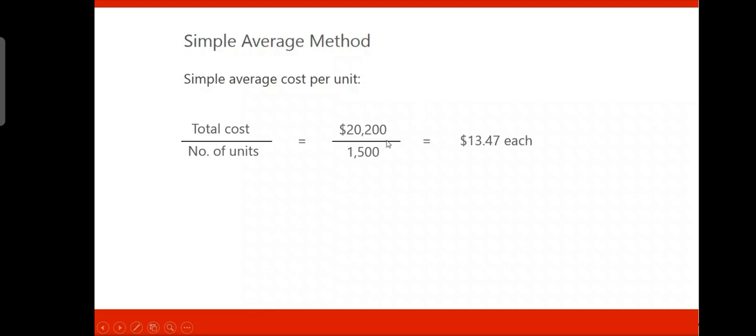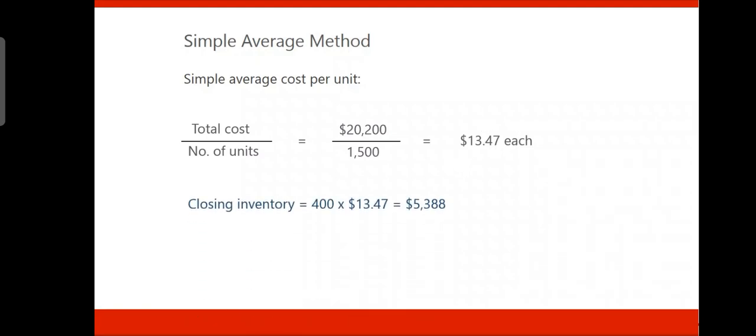Total cost was 20,200. You remember we had opening inventory 3,600, plus we made three purchases, 400 units, 400 units, 400 units, and the total cost was 20,200. And the number of units were 1,500, which was 300 plus 400, 400, and 400. And we calculate the average cost per unit, which is $13.47 in this case.